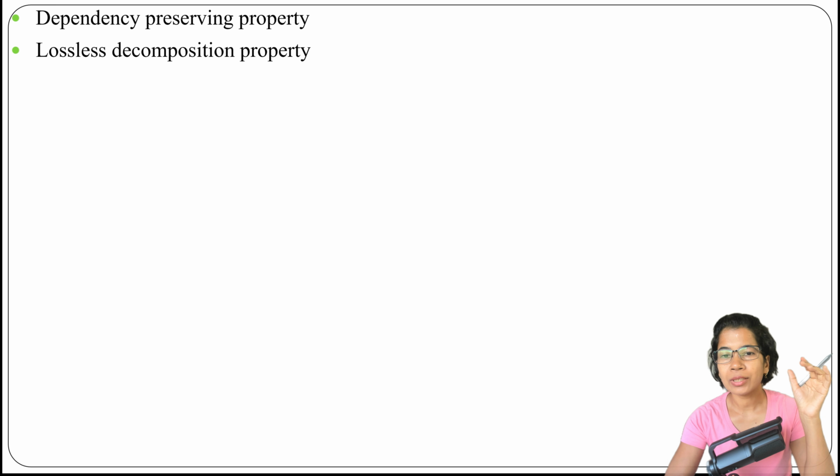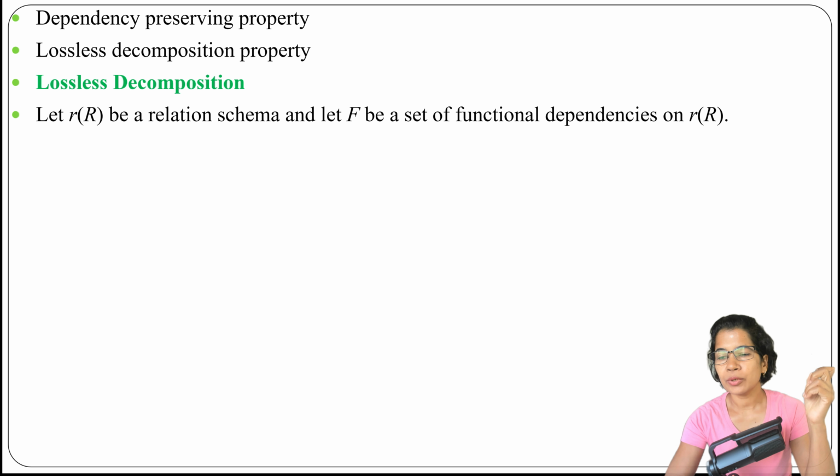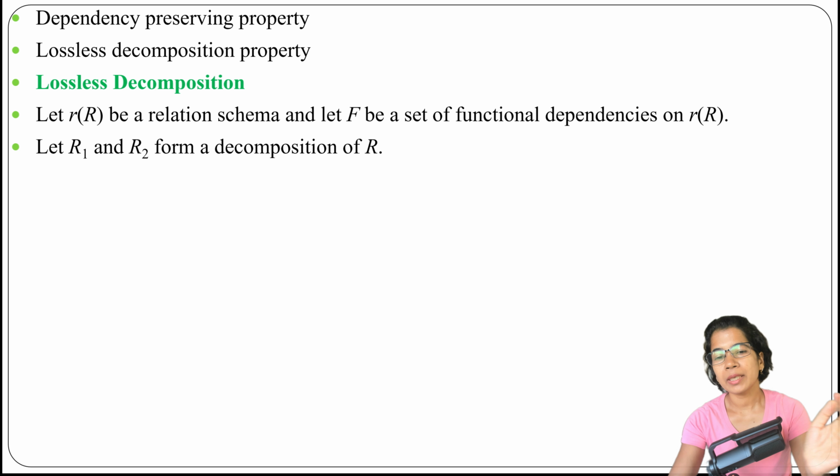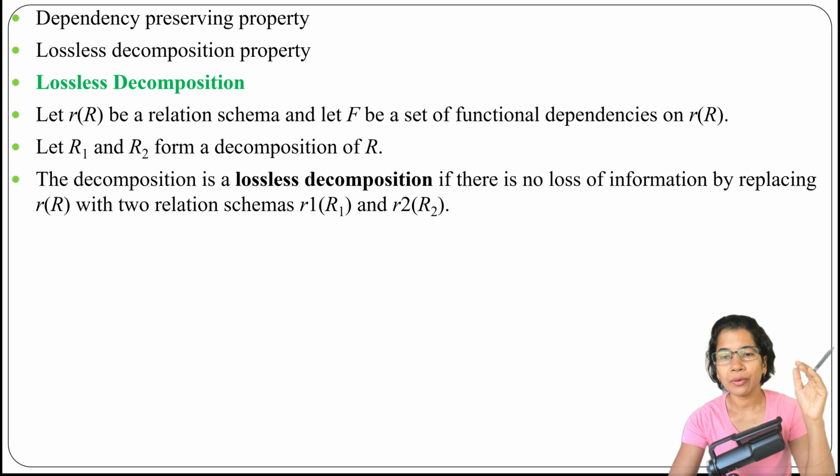First I will discuss lossless decomposition. When we are doing decomposition, there should not be any loss of information. Suppose R is a relation and F is a functional dependency, and we are splitting R into R1 and R2 in such a way that their join should be R. Then we can say it is a lossless decomposition.